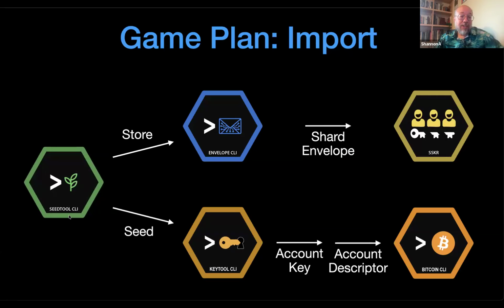We use seed tool CLI to generate our seed. We store it in envelope CLI and shard it exactly as we showed when we exported something. And meanwhile, we use another tool that I talked about earlier, but we haven't seen yet, called Key Tool. And Key Tool is a magic little tool that imports and exports from, I don't know, 20, 30, 40 different cryptographic formats. And so it allows, among other things, us to turn that seed into the account descriptors that we're going to need. And those we're going to then import into Bitcoin Core.